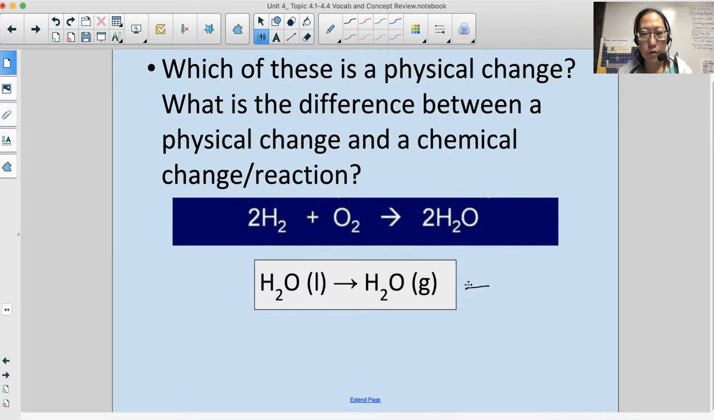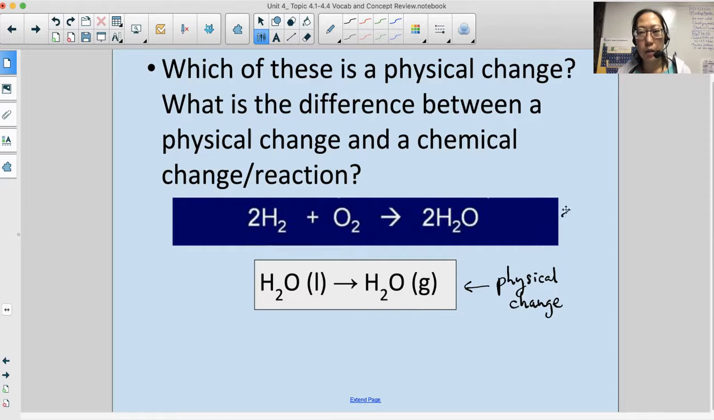Which of these is a physical change? This is a physical change. You can see here that the reactant H2O is in a liquid state, but on the right-hand side, we have H2O again in the gas state. The substance is still the same chemically. No bonds have been broken except for our IMFs, right? Our IMFs have been broken to change liquid H2O into a gas. There has been a change of state, but this is just a physical change.